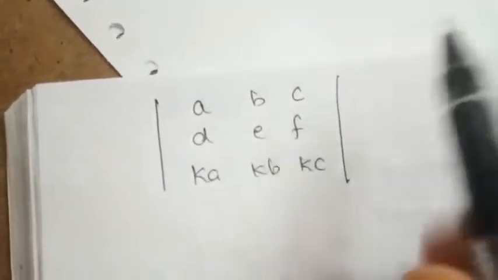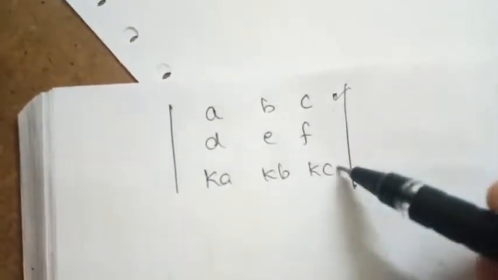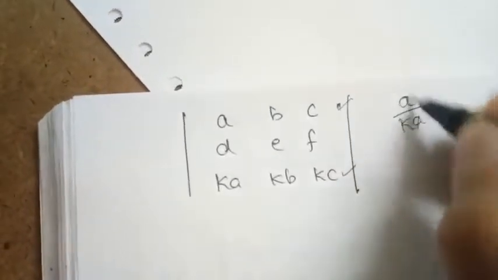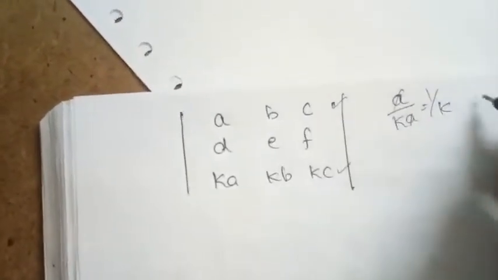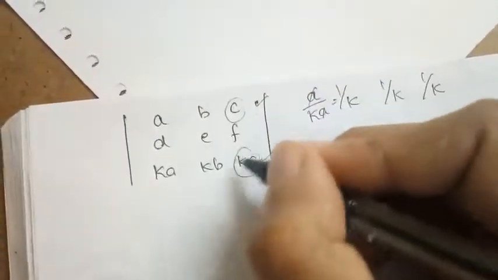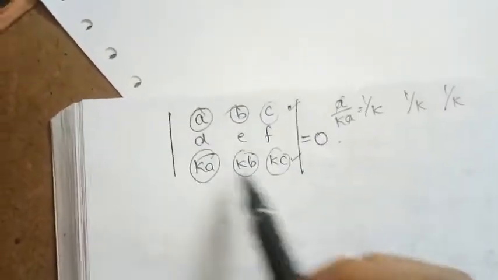Suppose you see any proportionality between any two rows or columns. If you see here row 1 and row 3, you can see the proportionality, that is a by ka means 1 by k, even for the second element it is also 1 by k, and the third element is also 1 by k. You can see proportionality here, right? If there is any proportionality between any two rows or any two columns, then the value of the determinant is equal to 0. I can prove this with the help of property 3.